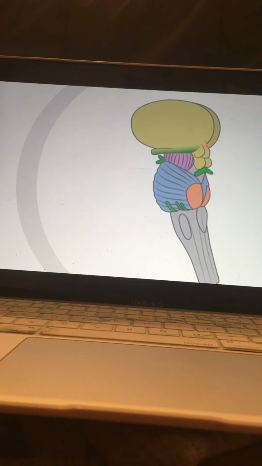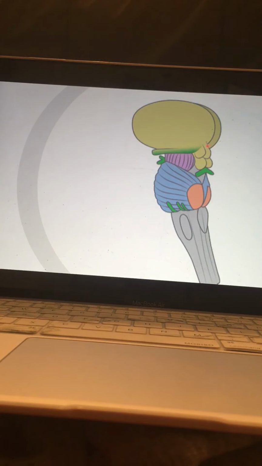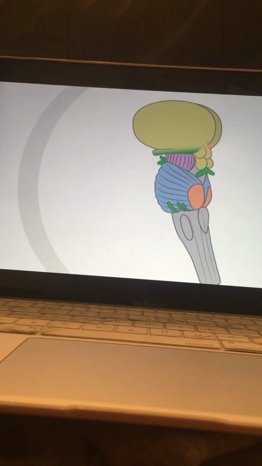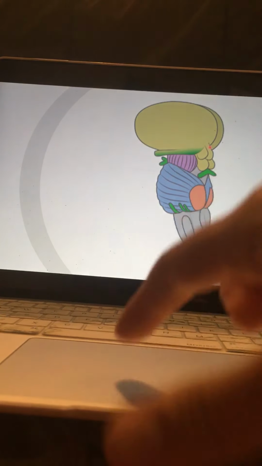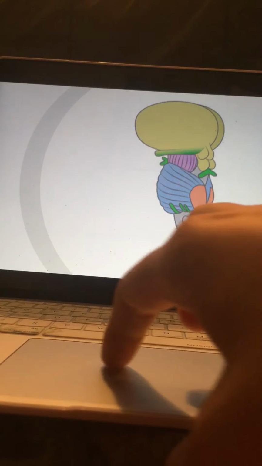Part of the brain is the brainstem. The brainstem controls automatic behaviors necessary for survival and is the pathway for tracks between higher and lower brain centers. So that's the brainstem here.